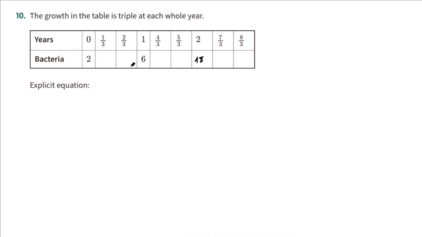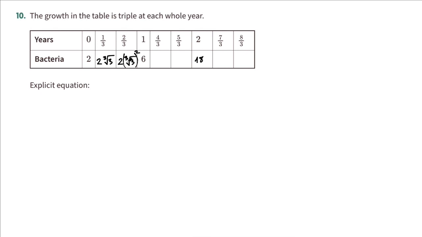And to fill in these middle numbers, since I'm going a third of the way in my years, I need a third of the multiplication in the bacteria. Now, that is kind of a strange way of thinking about it, but if we do a portion of the multiplication, that can be thought of as a root. And we want to do a third of the multiplication, which is a third root. So I take 2 and I multiply by the third root of 3. And then I have to multiply by the third root again. So 2 times the third root of 3, and then that is squared because I've multiplied by it again.